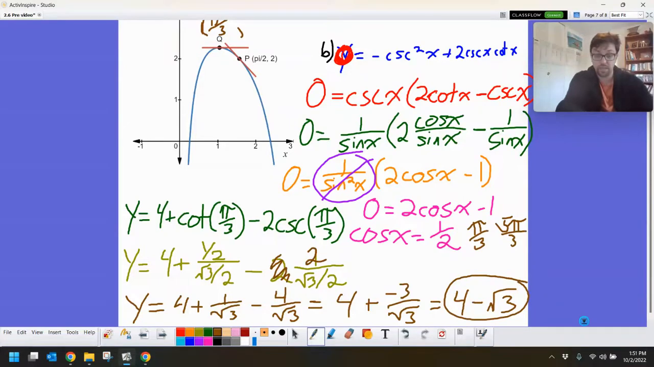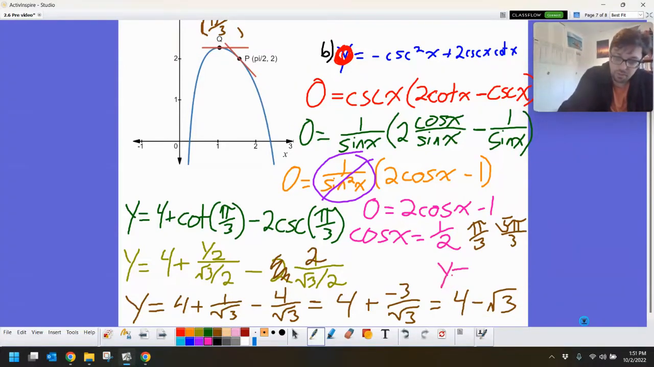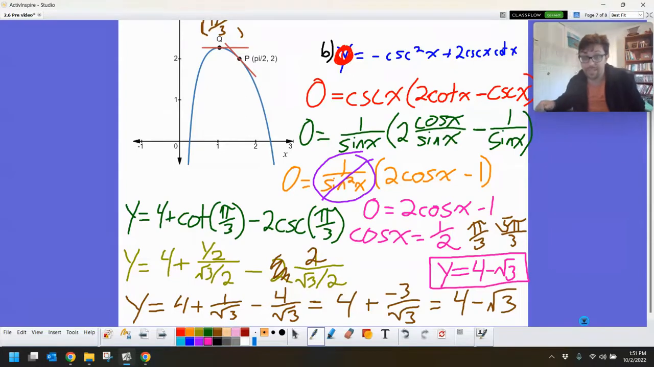Oh, it's not just that. It's the equation y equals 4 minus the square root of 3. That would be the equation of our horizontal tangent line at Q. So our horizontal tangent line at Q is y equals 4 minus the square root of 3. I said that like 6 times, but you get what I mean.